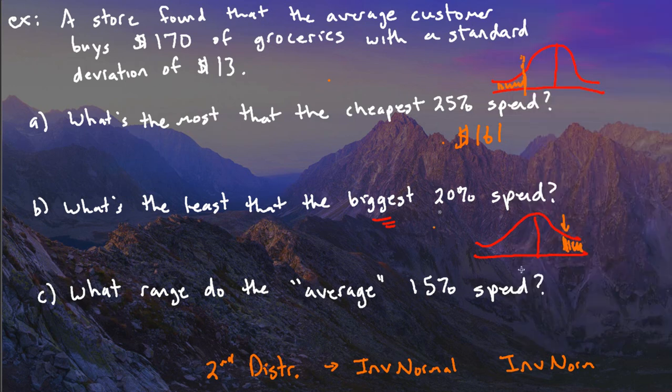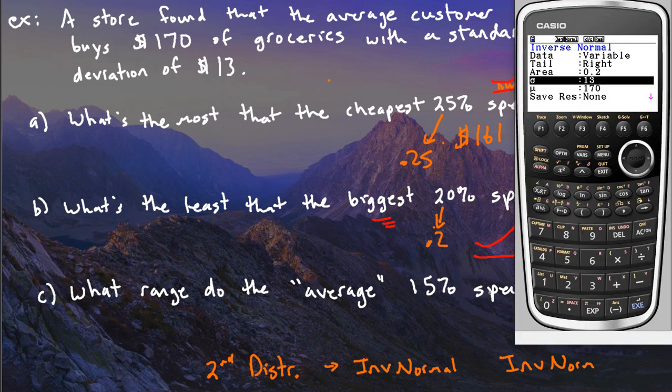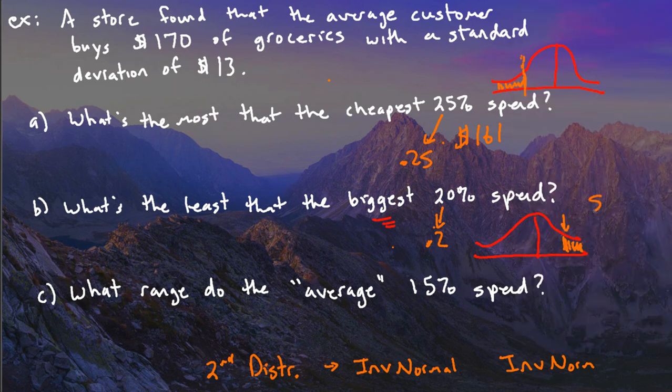Okay, so notice what I did there. This became 0.2, and this became 0.25 when I put it into my calculator. And I'm just going to press enter, and about $81. So the least that the big spenders will spend is about $81.